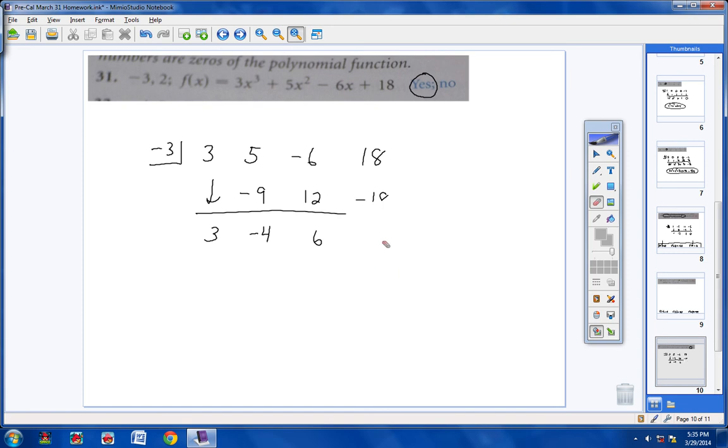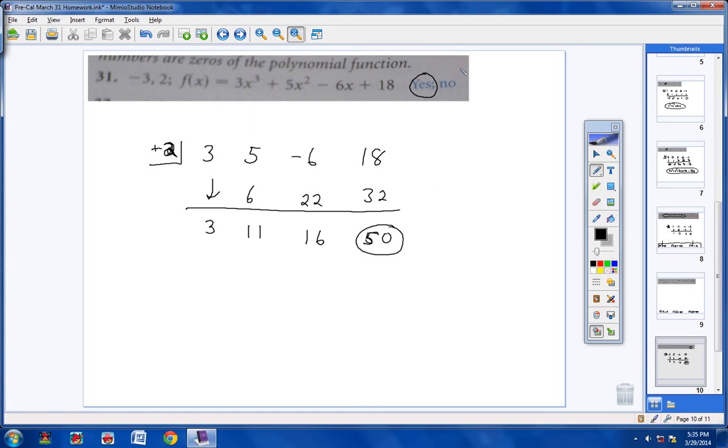Okay, let's try 2 very quickly, and then we'll move on. So make this a +2. All right, let's bring the 3 down. 3 times 2 is 6. Combine, you get an 11. 2 times 11 is 22. Combine, and you will get 16. 2 times 16 is 32. Combine, and you will get 50. So when we substituted 2 in, did we get out a 0? No, not at all. We got out 50. So no, 2 is not a 0.